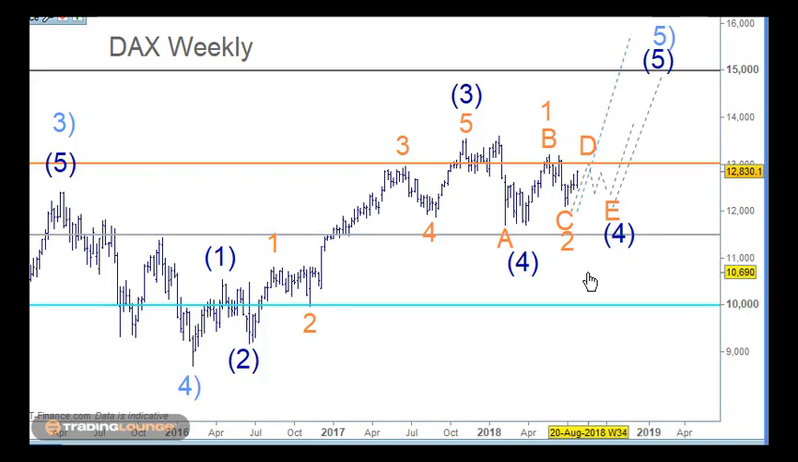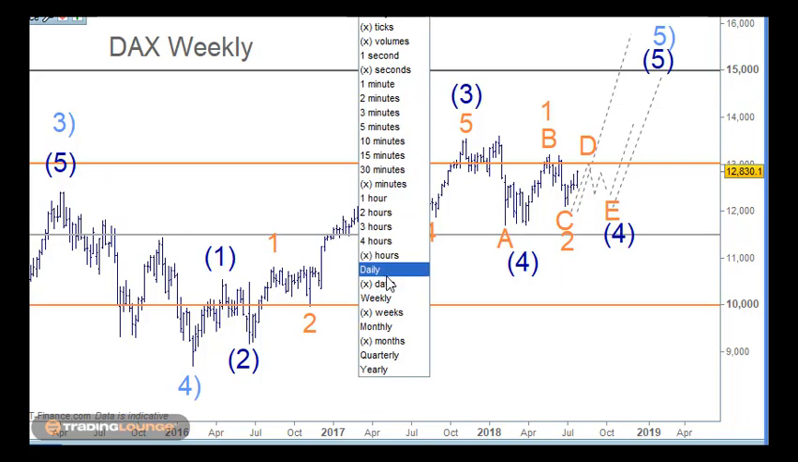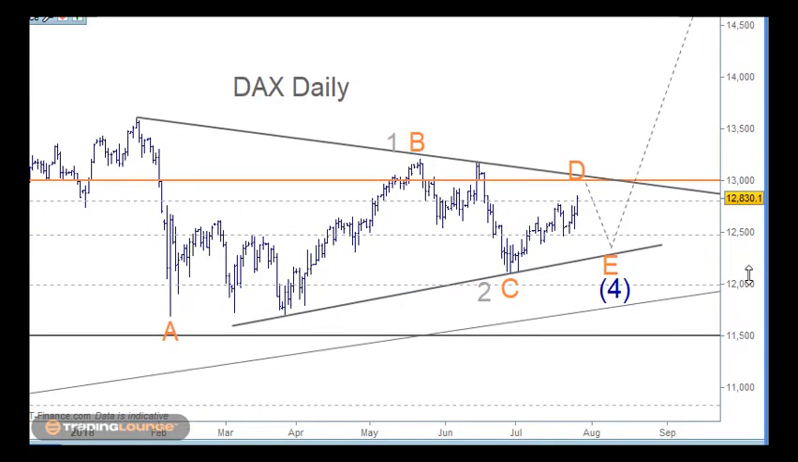But we're tracking both counts, and let's go in and have a bit of a look. On the daily chart, we have the triangle pattern here. We've still got this little structure to go, and then a collapse from this point, and this one will be in 3 waves as well, pulling back 61.8% of wave D. So that's where that is.